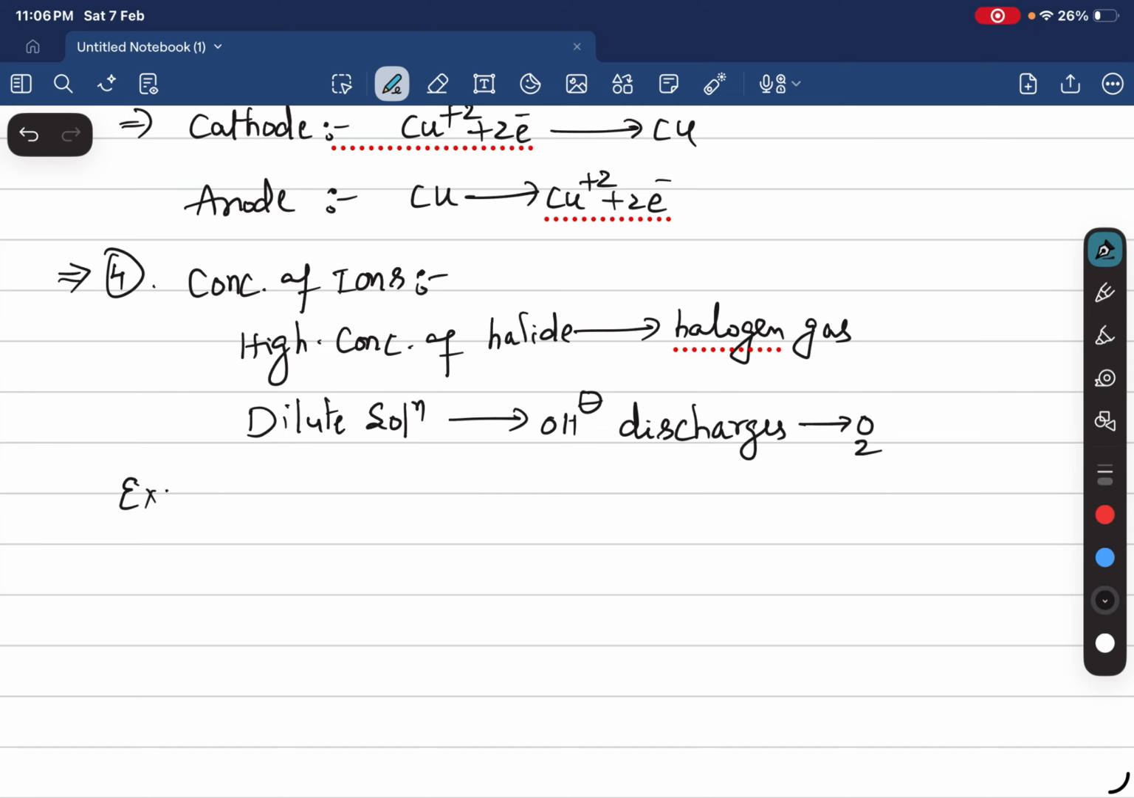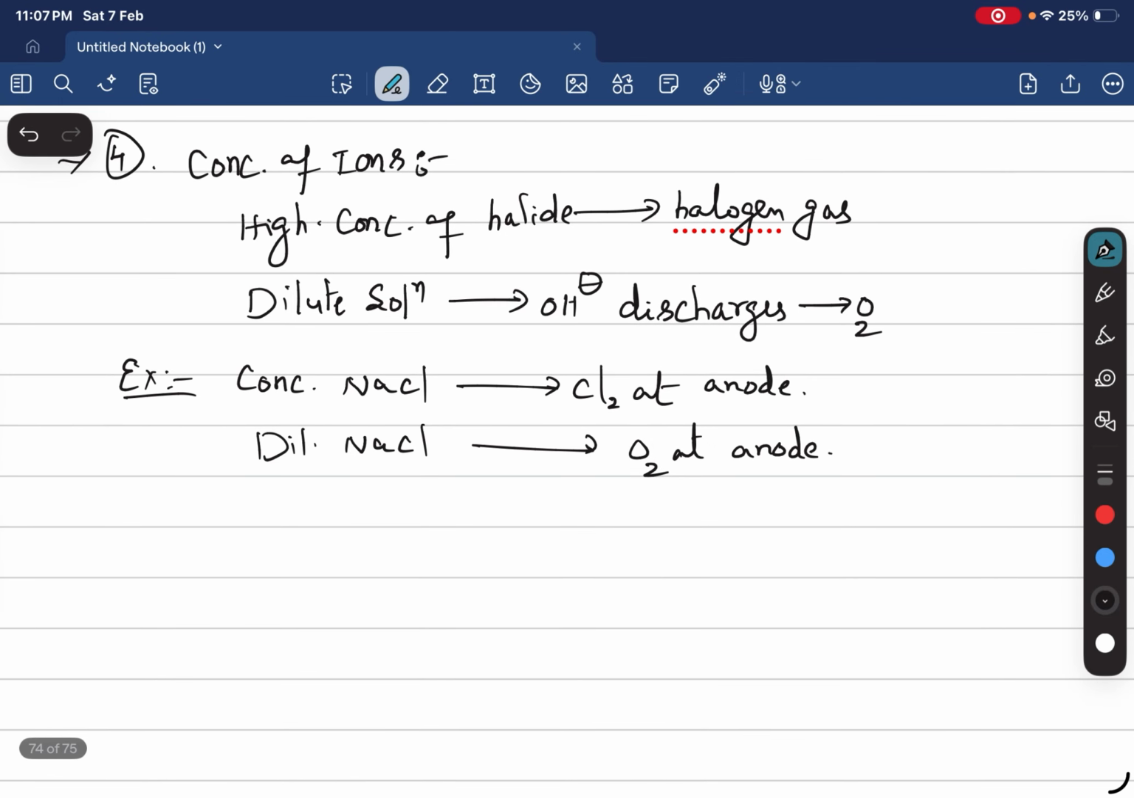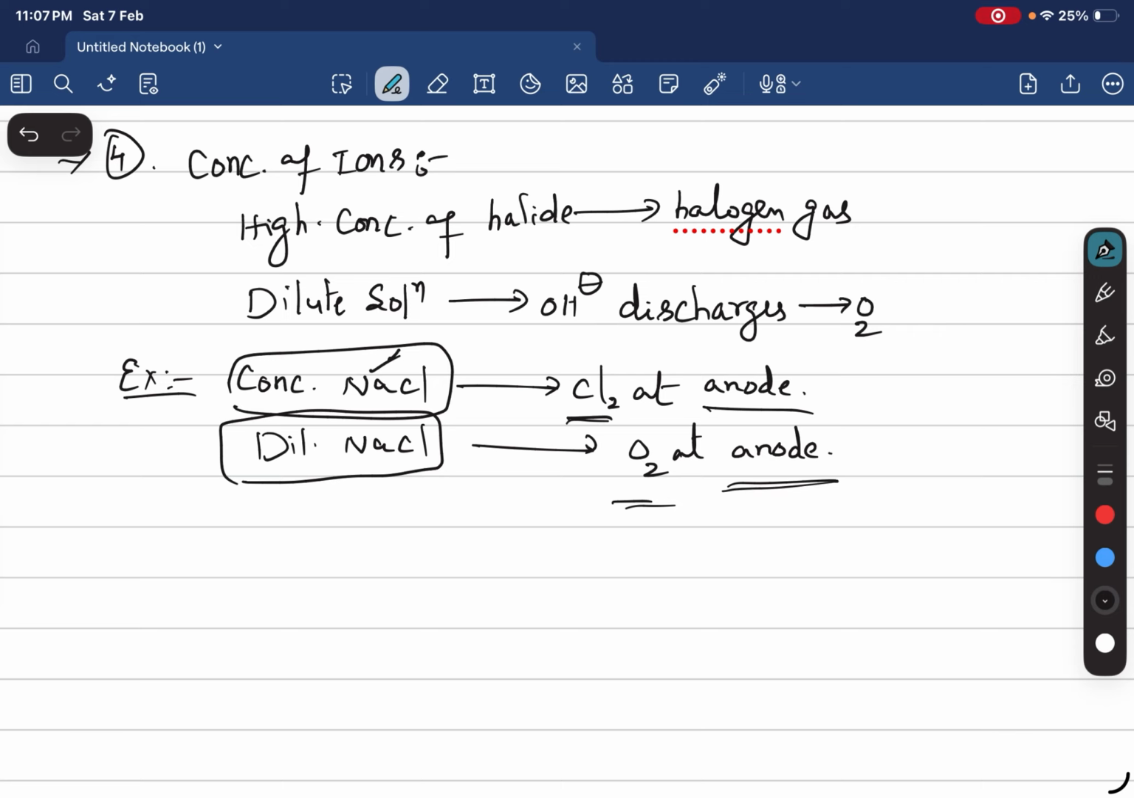So an example for this: concentrated NaCl gives Cl2 at the anode, dilute NaCl gives O2 at the anode. So here how it will be formed, we can conclude with this. Concentrated NaCl means NaCl concentration is more, so Cl2 will be at the anode. Dilute NaCl means O2 will be at the anode, that means OH- ion from water liberates O2 at the anode.